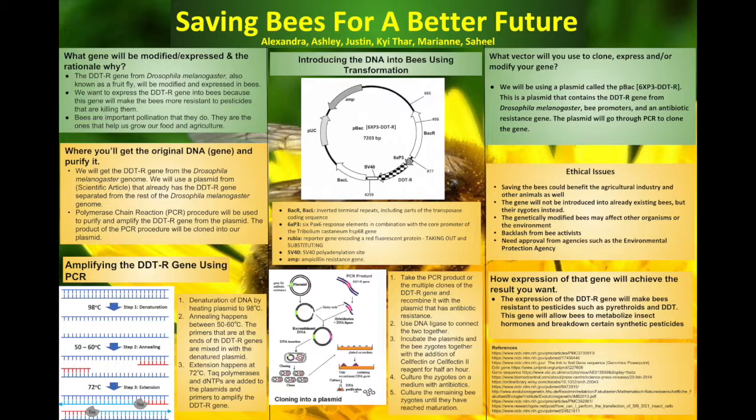My name is Alexandra Gamboa, and I will be talking about the key procedure to cloning the DDTR gene into the bee. A PCR reaction is an efficient way to amplify a sequence of interest, and then it is joined to the vector by single base overhang ligation prior to the transformation.